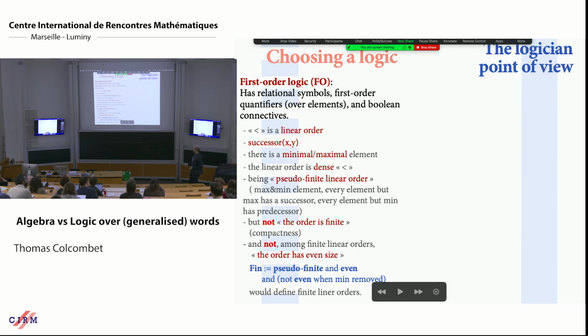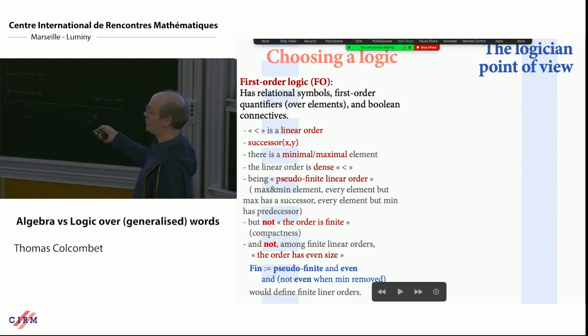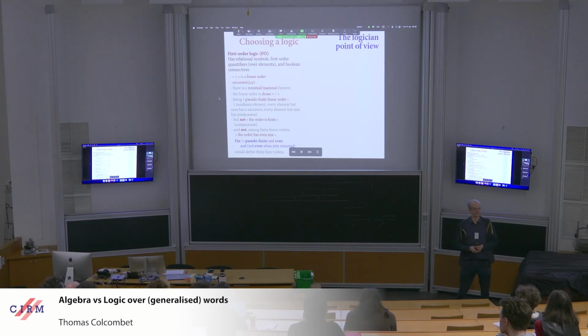Let's call it even. And I can write the formula: I am pseudo-finite, I look like I have an even size, and if I remove the first element, I don't look like I have an even size. Okay? And so the thing is that if you believe that this is even, then because it's isomorphic, you should also believe that this is even. So that's what you say.